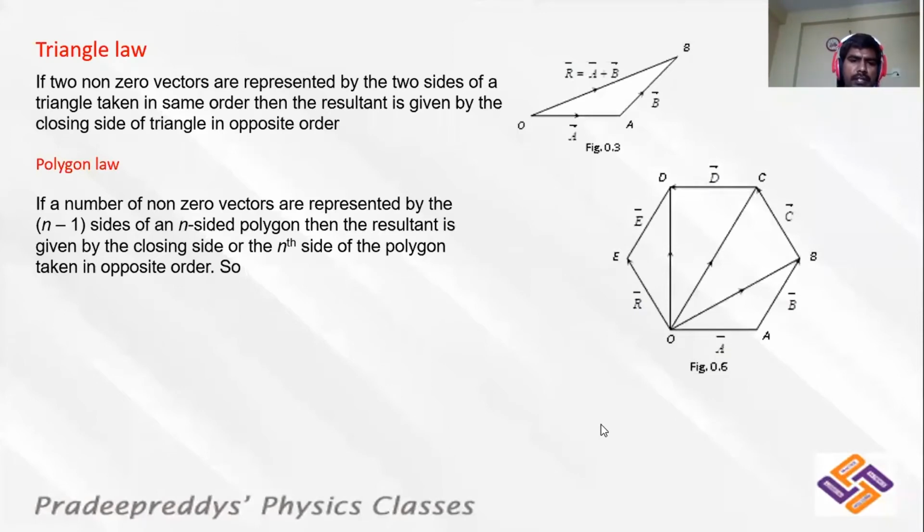As already mentioned, triangle law is used if two vectors are there. If there are many vectors such that they are forming multiple sides of a polygon, then in such cases we will be using polygon law. These things we have already learnt in video session 2.